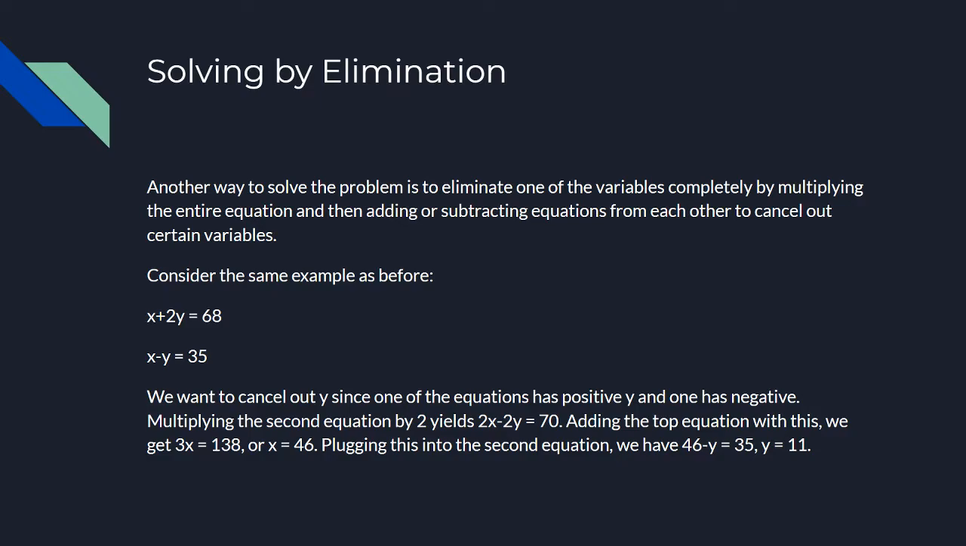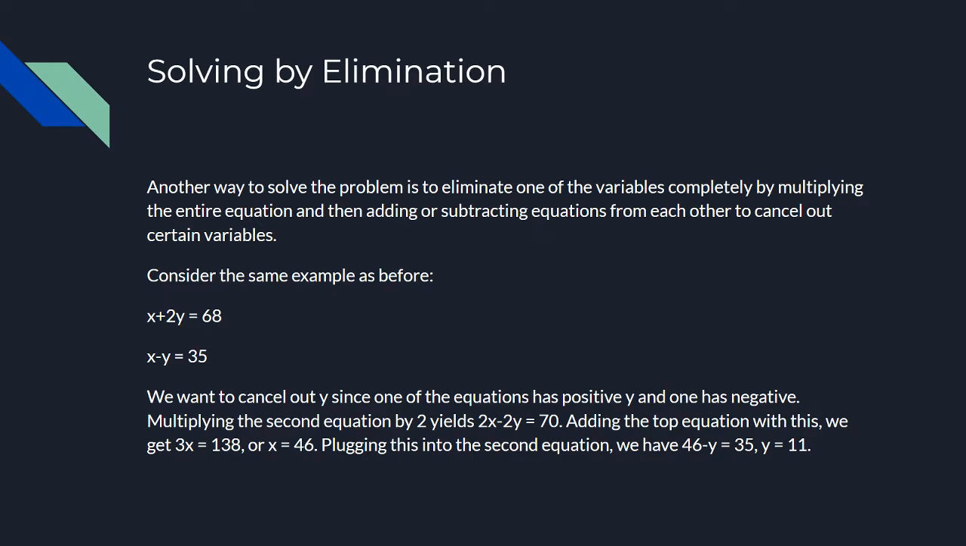And another way to solve is to eliminate one of the variables completely by multiplying the entire equation and then adding or subtracting equations from each other to cancel out certain variables. If we look at the same example, there are actually multiple ways to go about this. We can cancel out y because one of the equations has positive y and the other is negative. So that's one thing you might want to look out for.